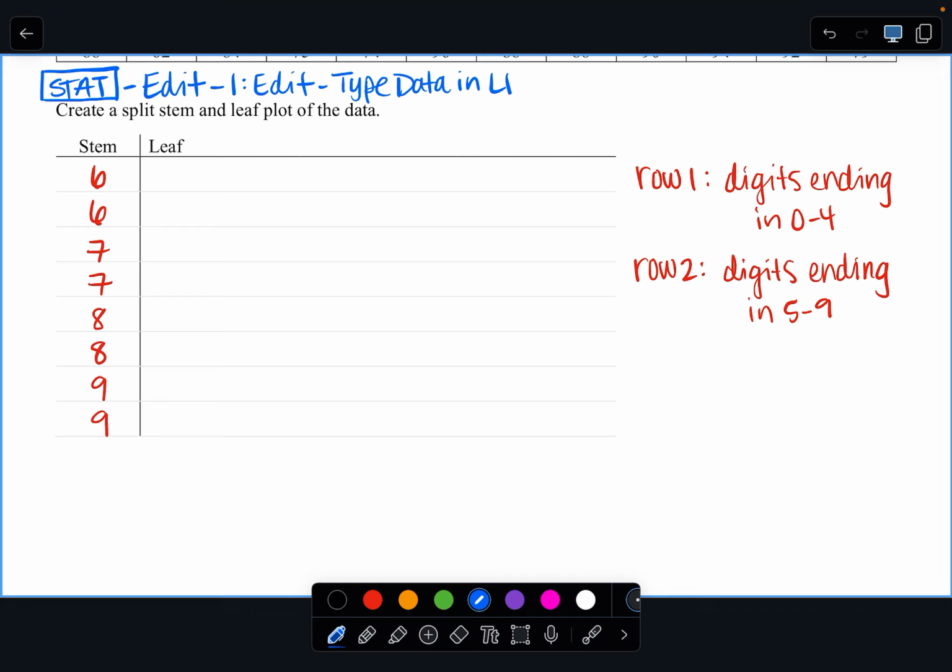Gentlemen, go grab a calculator for me, please. Grab a calculator. All of you are doing it. Because when I get questions later of, Mrs. Martinez, how do I sort my data? I'm going to say too bad, so sad, because I already taught it. So go to L1, type in your data, and I'm going to write out our instructions for sorting whilst I do that.